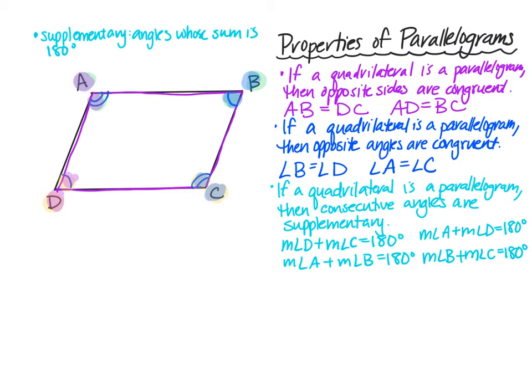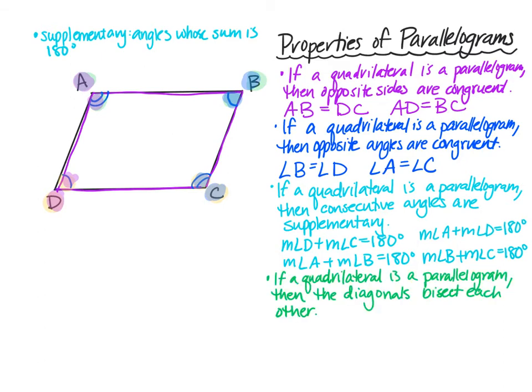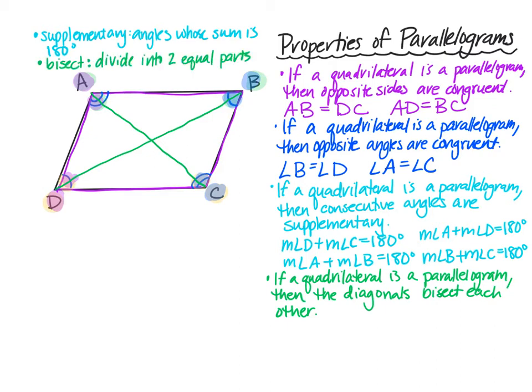The last property of a parallelogram is that if a quadrilateral is a parallelogram, then the diagonals bisect each other. What we mean by diagonals are the segments that connect opposite angles. One of the diagonals would go from B to D, and the other diagonal would go from A to C. The word bisect means that we would cut that segment in two equal halves. So when we draw the two diagonals, they cut one another in half.